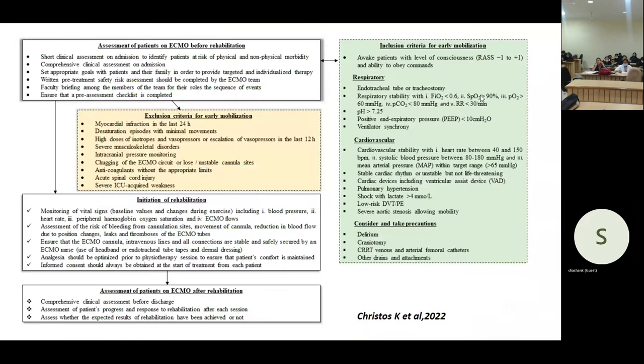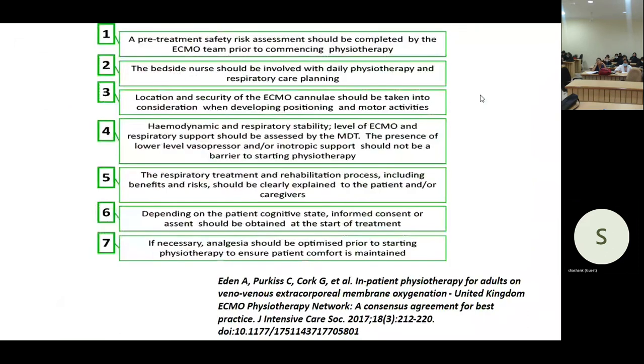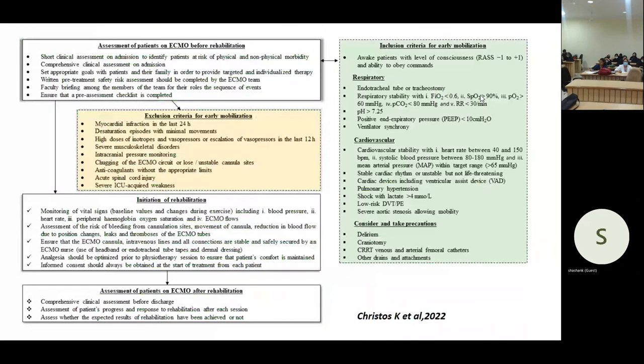So as you all saw, these were the seven recommended guidelines given by the ECMO Physiotherapy Network. This is again a study published in 2022, which gave the assessment, inclusion, exclusion, initiation of rehab, and then assessment of patients on ECMO after rehab. So once you complete your rehabilitation, you should assess the patient and their progress, so that after each session you can document how much improvement there has been. Any doubts?